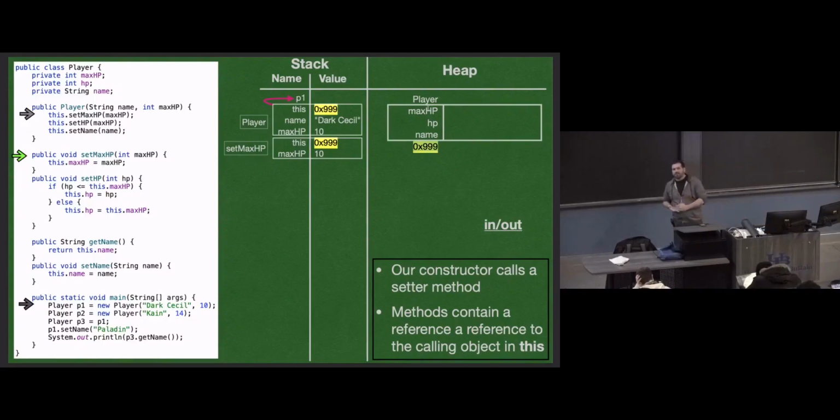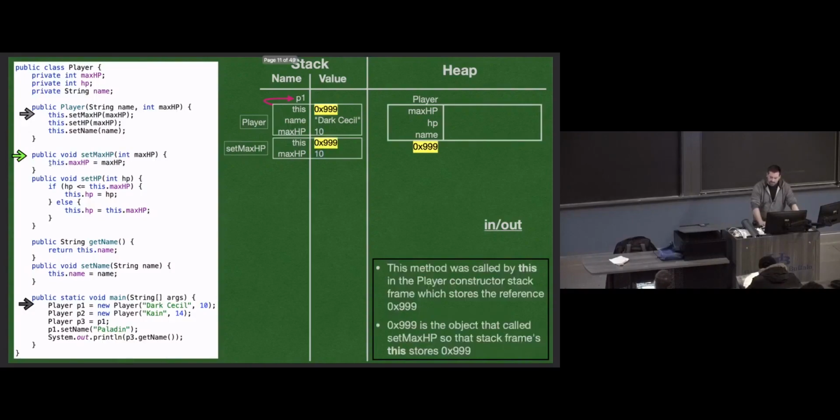So the calling object, the object where we were when we called the method, that's the object that's going to be the calling object. So when we add the setMaxHP stack frame to the stack, this is a reference to the calling object. This is the object that called the method. So this is a reference to that object. And we pass maxHP. MaxHP is 10. From this stack frame, we pass it to this method. And we have this.